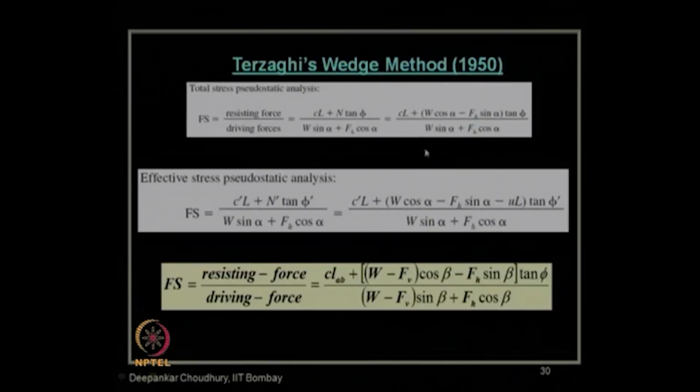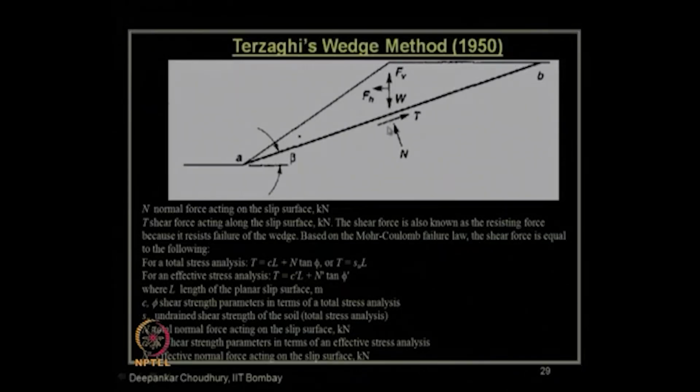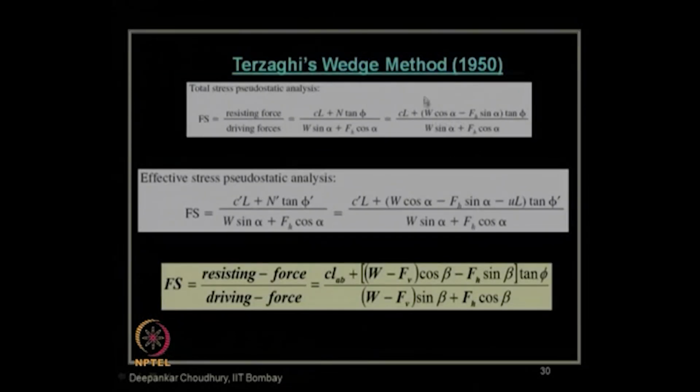So, if we simplify this further, what will be the value of N? N is nothing but the normal force. How will you get it? The normal force will be the cosine component of this W, right, and this Fv has to be deducted if this is the critical direction. So, W cos alpha minus Fh sin alpha, times tan phi. This is without considering Fv. Now, if you have Fv in the driving force also, you will get another component of Fv. In the resisting force also, you will get another component of Fv.